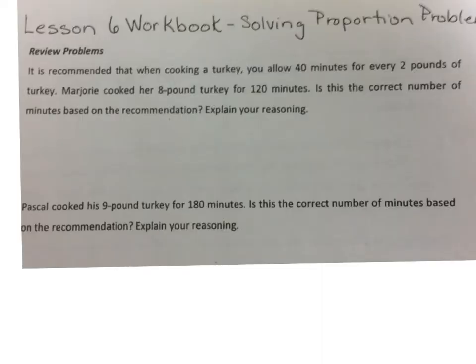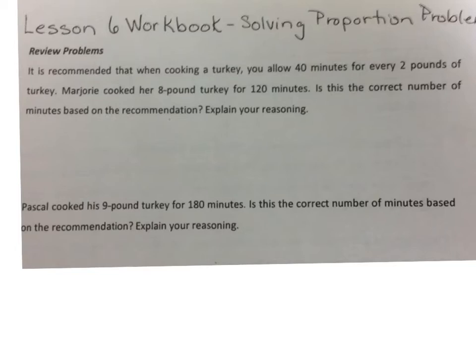Okay, this is a review question from last week. It says, it's recommended that when cooking a turkey, you allow 40 minutes for every 2 pounds of turkey. Marjorie cooked her 8-pound turkey for 220 minutes. Is this the correct number of minutes based on the recommendation? Explain your reasoning. There's lots of ways to do this.